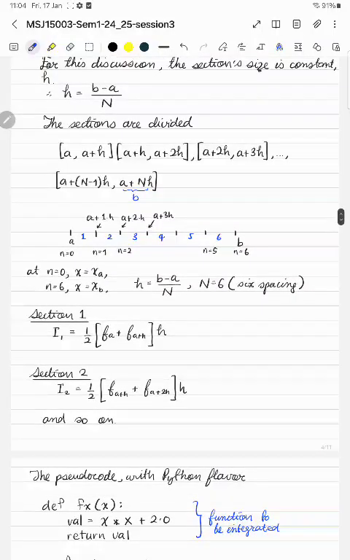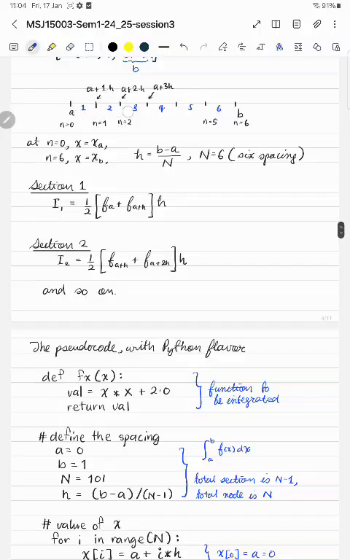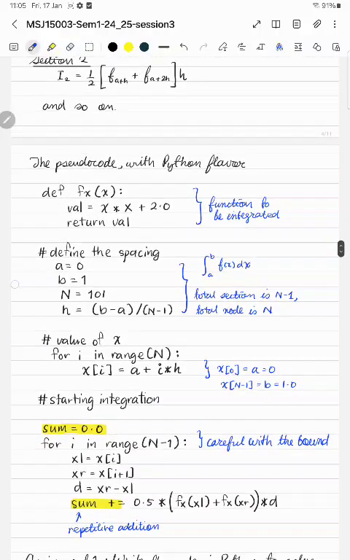So if you go through the whole domain of the integration, section by section, you can have section 1 to be 1/2 f(a) plus f(a+h), multiplied by h. So these two are the size of a smaller trapezium.